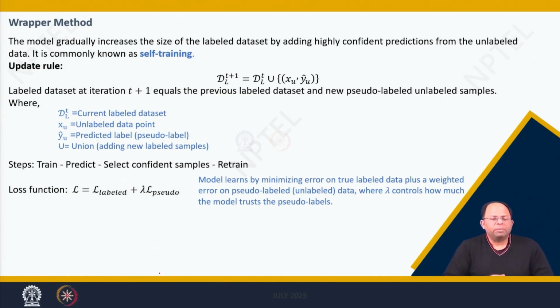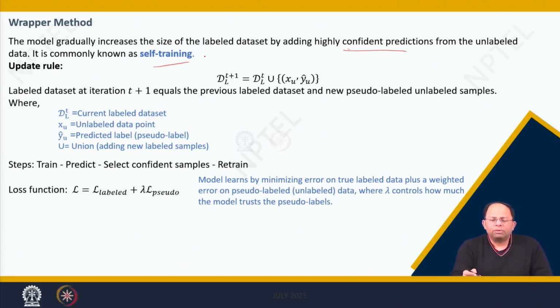So then comes the wrapper method. We have done a bit of that earlier, when I was explaining. This model gradually increases the size of the labeled data set by adding highly confident predictions from the unlabeled data. It is commonly known as self-training. In self-training, we use an existing classifier like logistic or linear to predict the outcome for the labeled data. Once it is done, we use that model to predict for the unlabeled data, and then we keep on iterating.